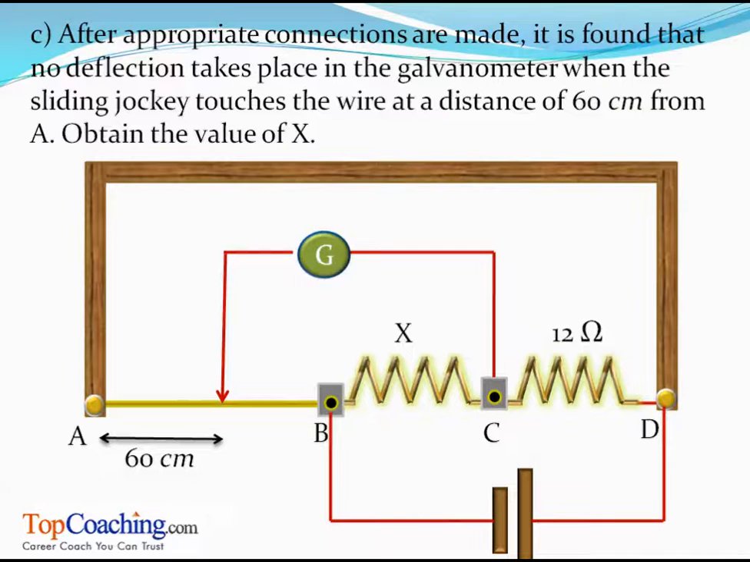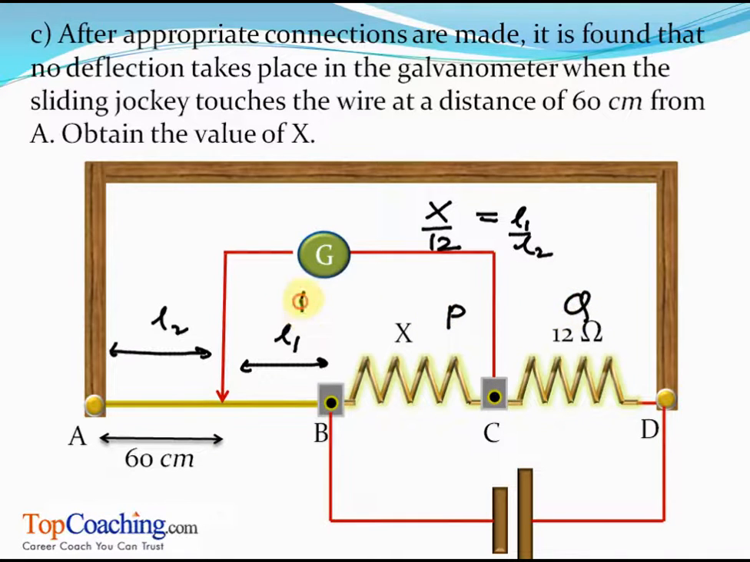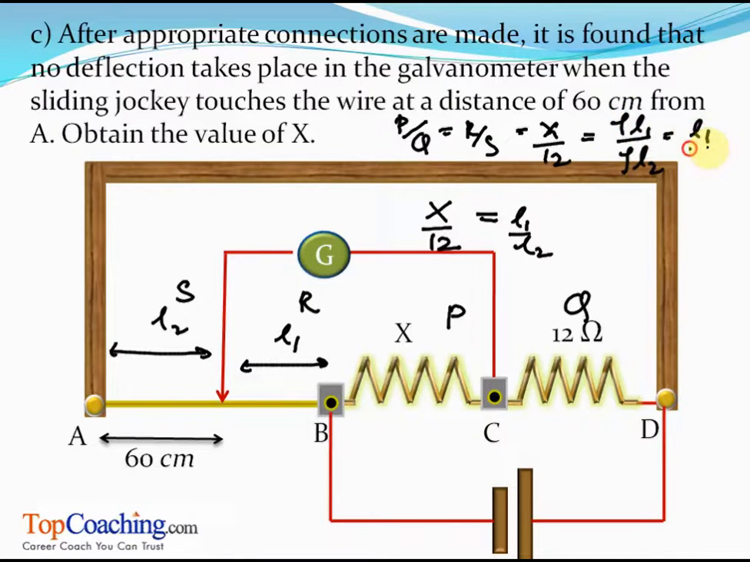Now, using the condition of Wheatstone bridge, we can clearly say that X divided by 12 is the same as this length, say L1, divided by this length, L2, isn't it? That is because, see, this is P, this is Q, this is R, and this is S. In the case of balanced Wheatstone bridge, P by Q is R by S, isn't it? P by Q is the same as X by 12, and R by S is the same as rho L1 divided by rho L2, that is L1 by L2.